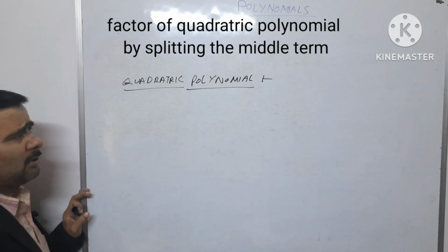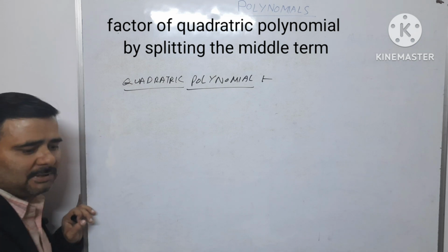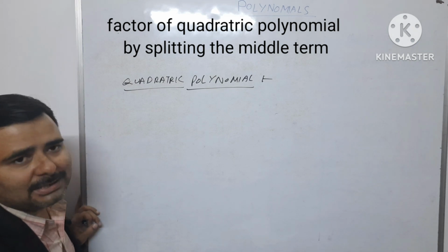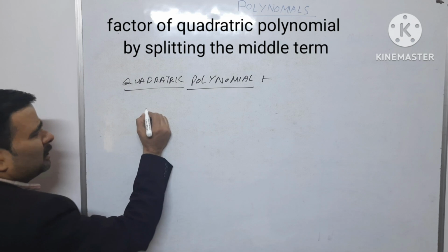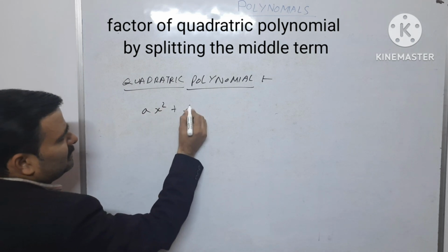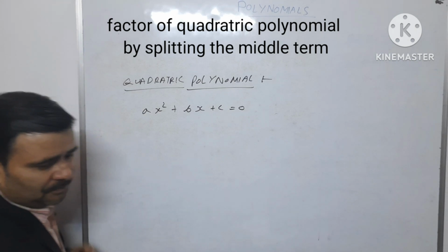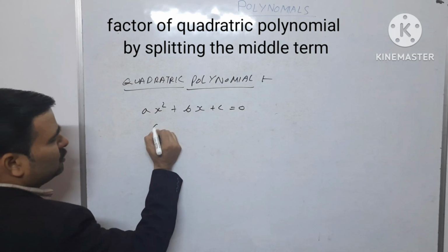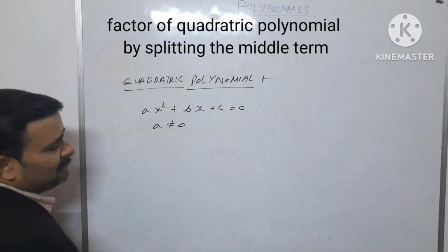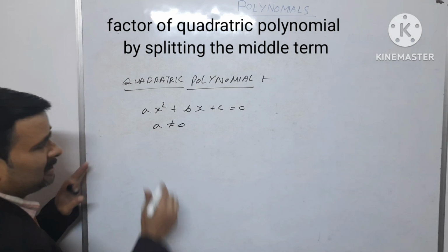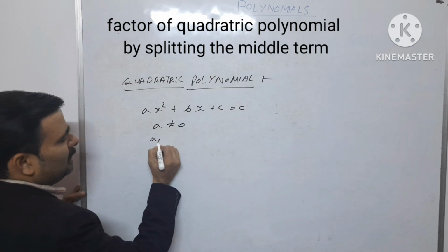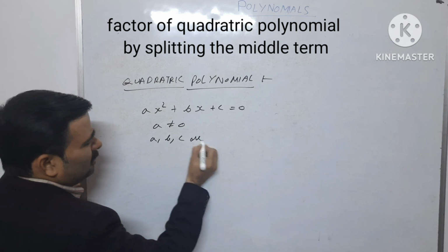As I told you, the quadratic polynomial will be that polynomial which has highest degree 2. So the quadratic polynomial can be written in this way: ax square plus bx plus c is equal to 0, where a is not equal to 0 and a, b, c are constant terms.